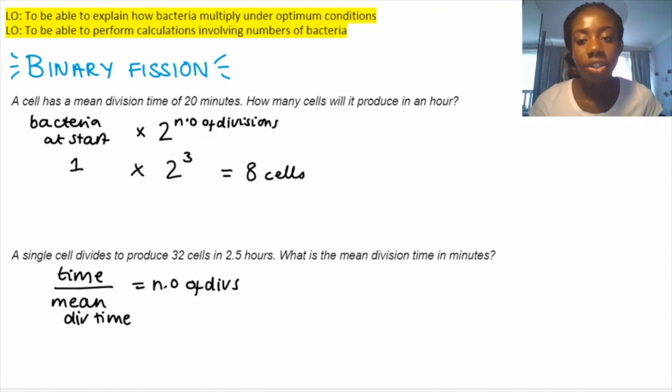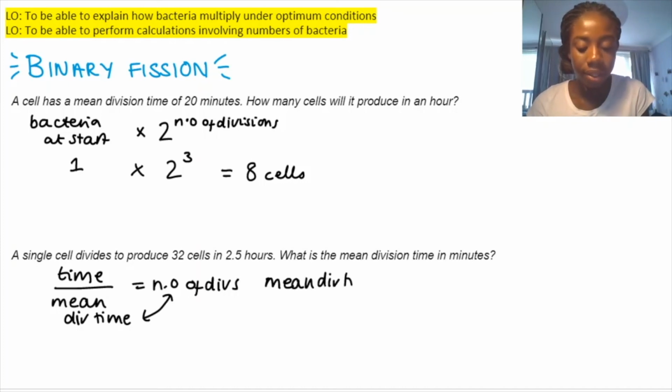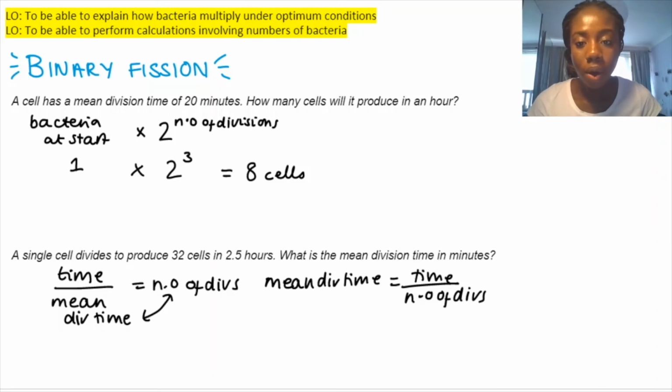So in this question, we need to work out the mean division time. So we're basically just going to rearrange this formula and swap around these two values. So our mean division time is then going to equal our total time over our number of divisions. So as we know, our time is going to be 2.5 hours as stated in the question.